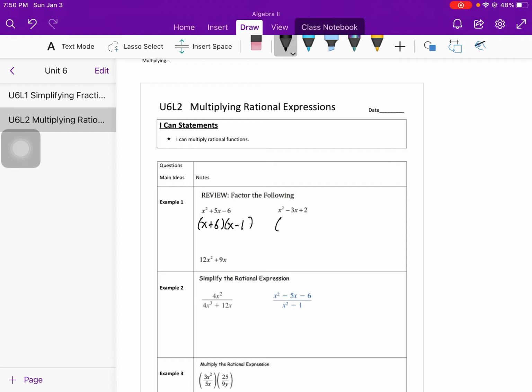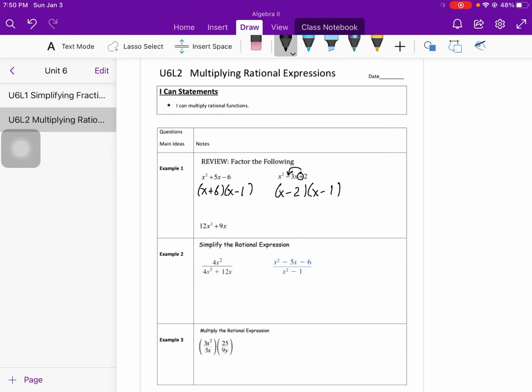The next one here, do another set of double parentheses. x and x, signs are the same, both negative. So x minus, x minus. Factors of 2 that combine to make 3 are 2 and 1.